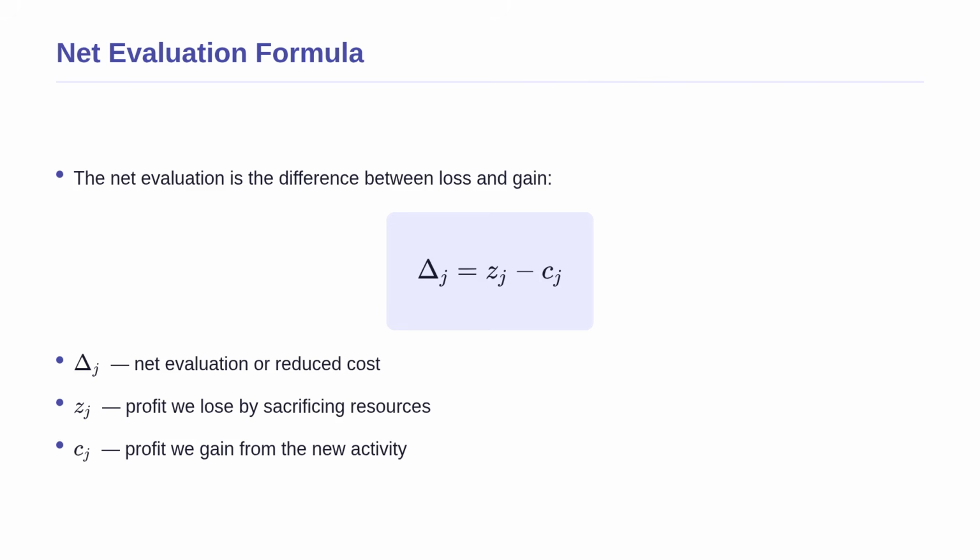This brings us to the formula for the net evaluation. Conceptually, it is a simple subtraction. What we lose minus what we gain. The symbol delta sub j is the net evaluation. It equals Z sub j, which is the profit we lose, minus C sub j, which is the profit we gain by introducing 1 unit of activity j. If this difference is negative, it means we gain more than we lose. So our overall profit would go up and we should keep going. If delta sub j increases and becomes positive, it means the activity hurts our profit.